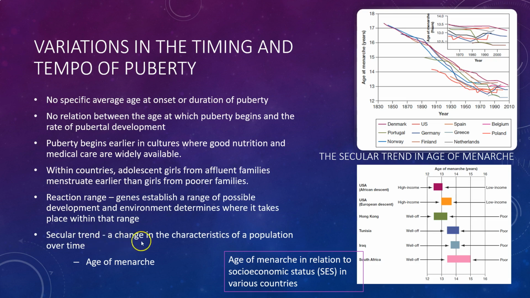This is a term for a change in the characteristics of a population over time, and we have a secular trend for the age of first menstruation, such that over time the age has decreased. And you can see in the 1950s, the age for first menstruation was almost over 17 years old, and now in many countries it's 13 or even younger than that.